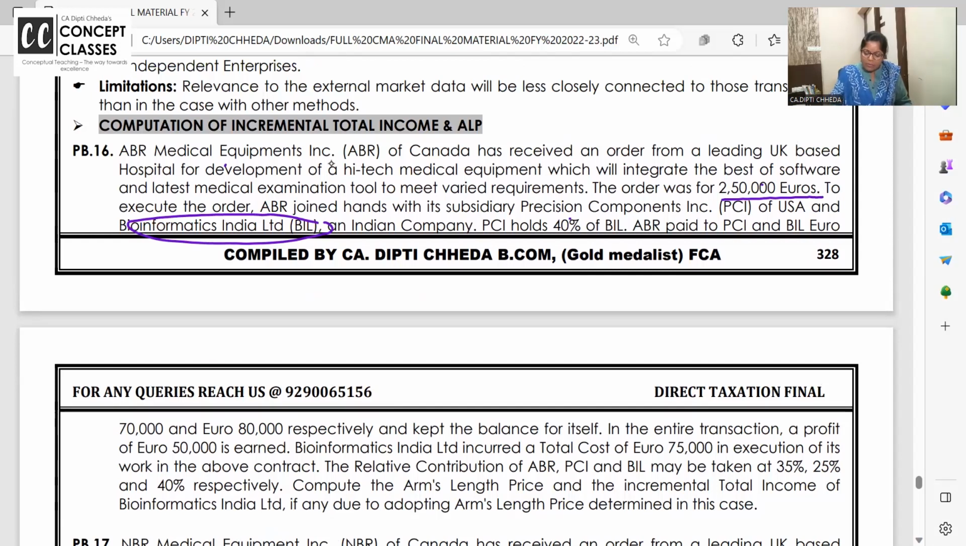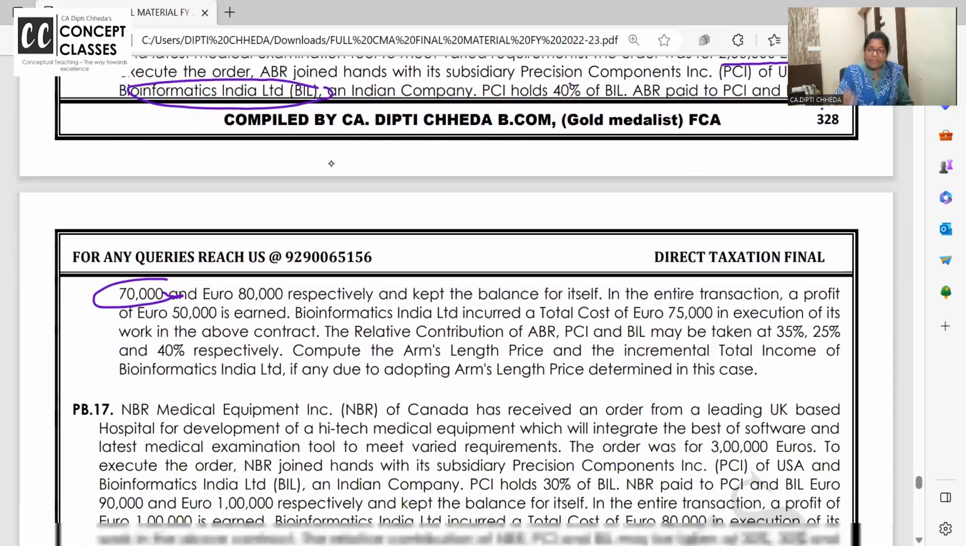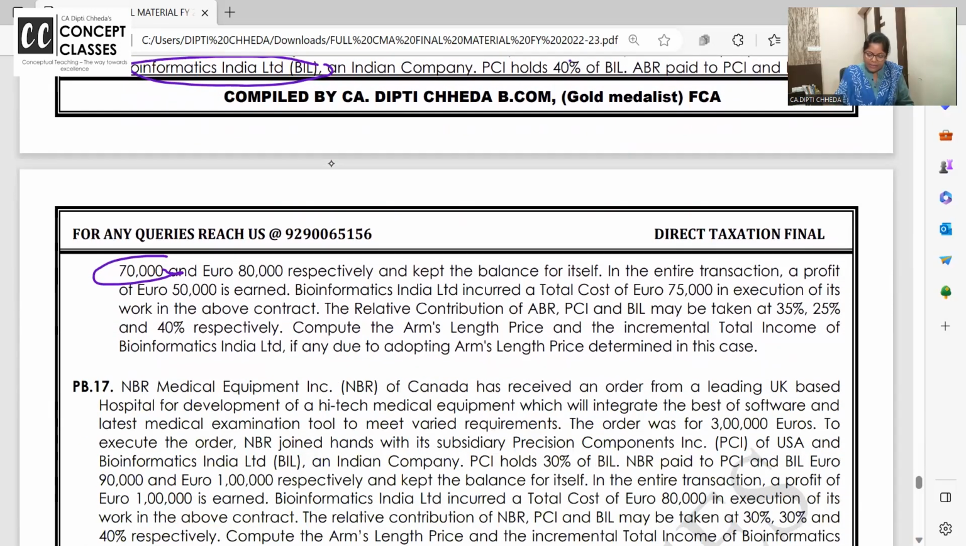ABR, the main holding company, has paid PCI and BIL 70,000. So how much have they paid to us? 70,000. This is the actual price. The entire transaction's total profit was 50,000. And BIL has incurred a cost. BIL's cost, we know, is 75,000. And the contribution of ABR, PCI, BIL may be 35, 25, 40.